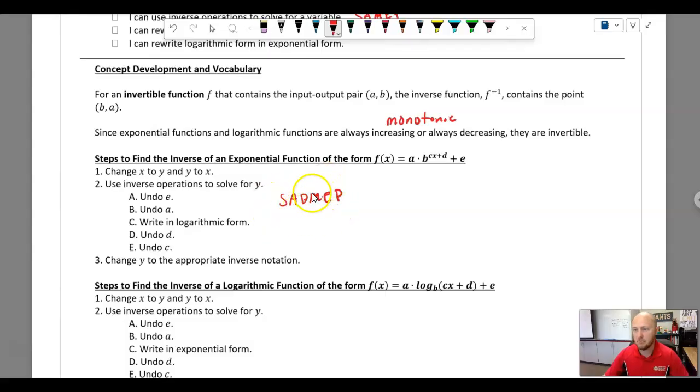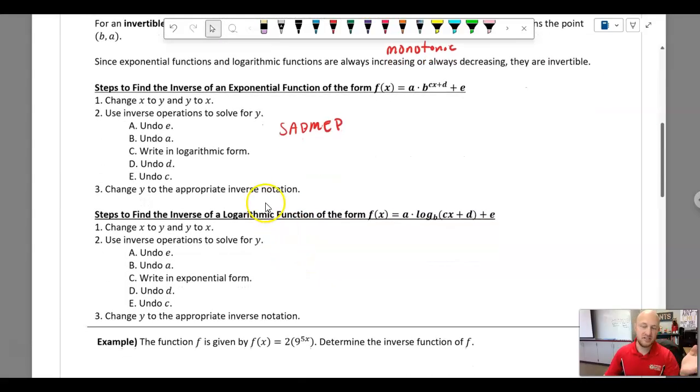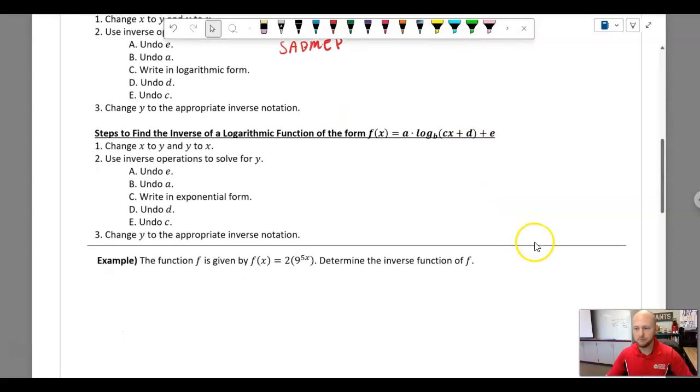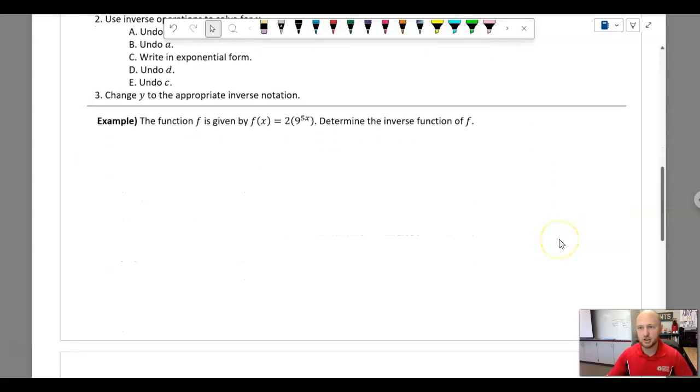The D and M stand for next undo multiplication and division. Then you'll undo any exponential base, okay? And lastly, if you have stuff in parentheses, obviously you have to repeat those steps in there. And then lastly, change your function back to y, or back to inverse notation. So swap out that y and put it in inverse notation. These processes are the same for exponentials or logarithms, exactly the same. So let's go ahead and jump in.